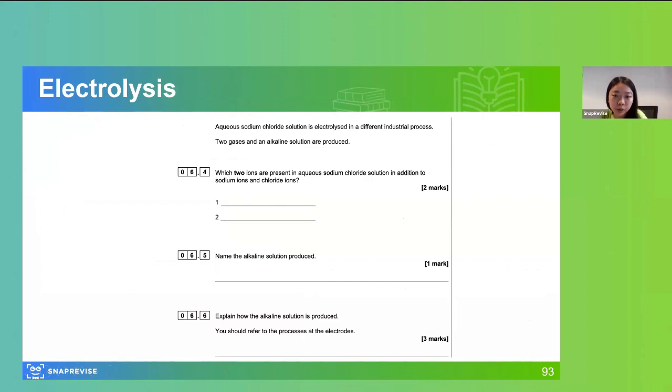These are a few questions. I do want to have a go at doing some of these. So let's talk through here, 6.4. It tells you that an aqueous sodium chloride solution is electrolyzed in a different industrial process. Two gases and an alkaline solution are produced. It asks you which two ions are present in the aqueous sodium chloride solution in addition to sodium ions and chloride ions.